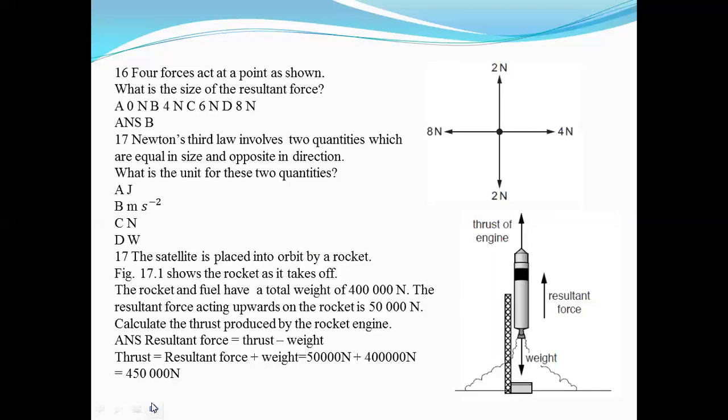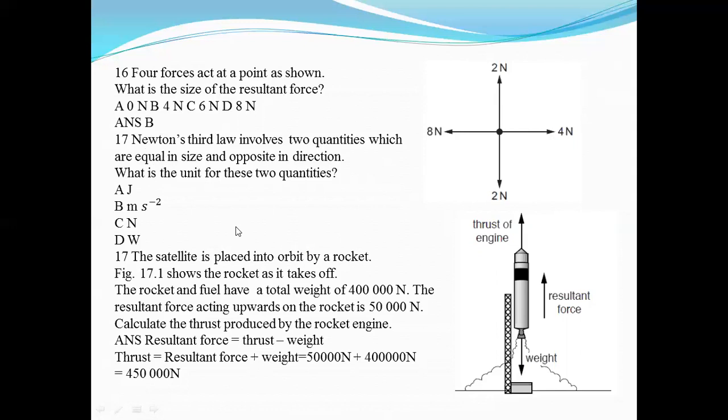Question number 16. Four forces act on a point. What is the size of the resultant force? 2 Newton and 2 Newton are the vertical forces. 4 Newton and 8 Newton are the horizontal forces. The vertical forces cancel out the effect of each other, so the resultant force for the vertical forces is 0. For the horizontal forces, the final answer is 4 Newton. How is it 4 Newton? 8 Newton minus 4 Newton.